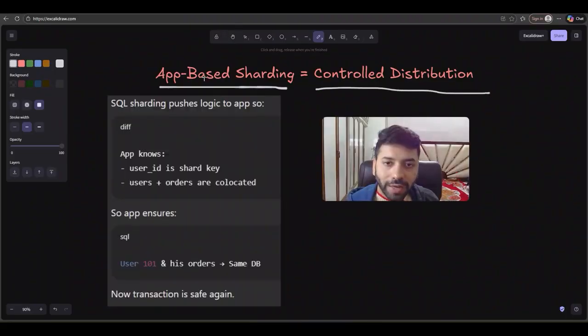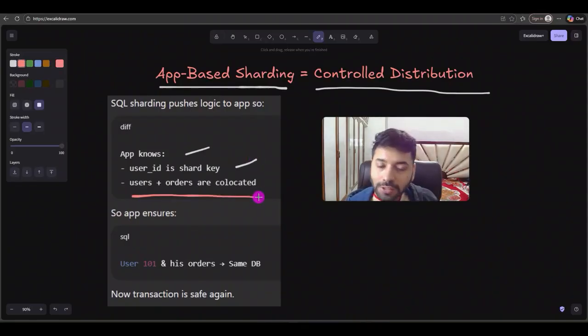So what we will do at the app level is, basically, this logic of sharding will be done at the application layer. The application knows the user ID is the shard key, and users plus orders are co-located because we do controlled distribution. So the app ensures user 101 that we were talking about and his orders, like order ID 1, will be on the same database.